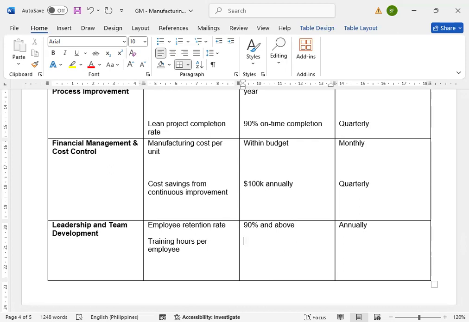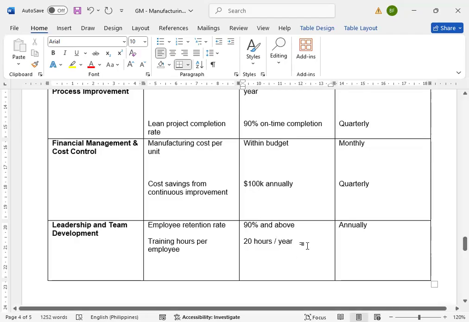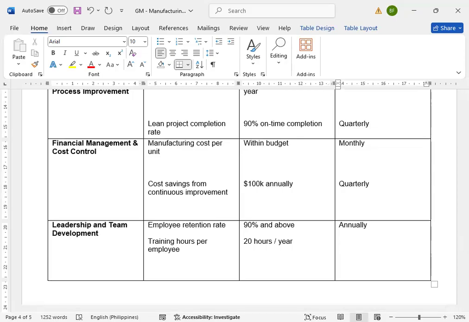So this would be 20 hours. That would be fair enough. 20 hours per year of training. It means you could have one, two, or three trainings in one year. You also don't want to put in lots of training, otherwise he'll not be able to do his work, his job, and this would be done annually.